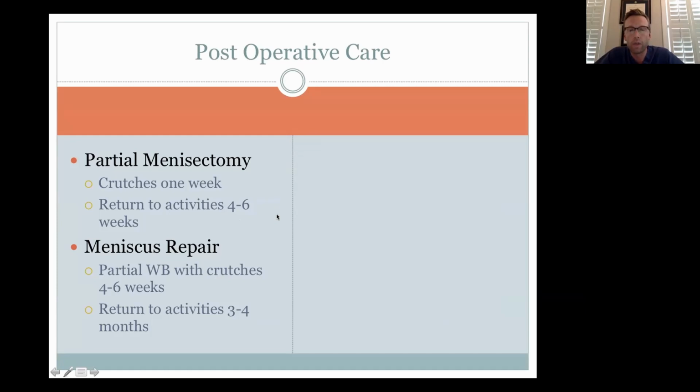So if we go in there and trim out the meniscus a little bit, because we think that's the best thing to do, I typically keep you on crutches for about a week. You can put some weight through the leg, but they're there to keep you from doing too much and to keep the swelling down.